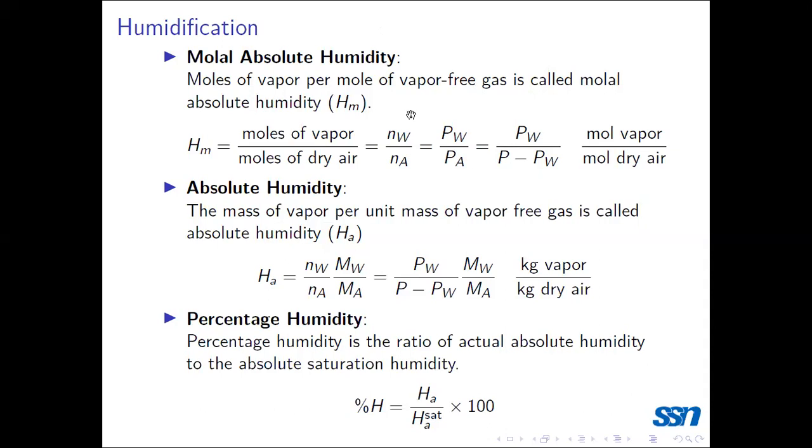PV equals nRT. At a given temperature and volume, you can easily relate that P is proportional to n. Here n refers to moles and P refers to pressure. With subscripts, it is partial pressure, and without, it is total pressure. The total pressure is made up of two components, so if you subtract the water partial pressure, you'll get the partial pressure of air.